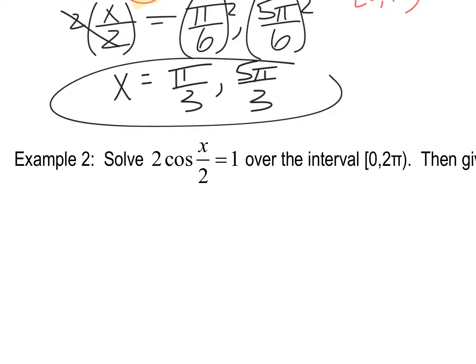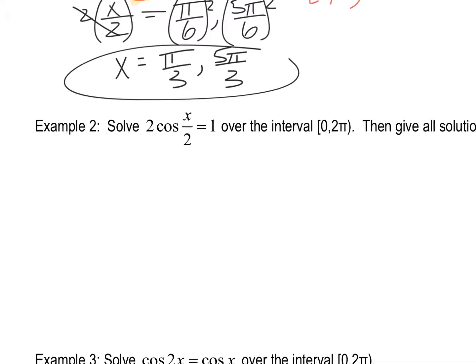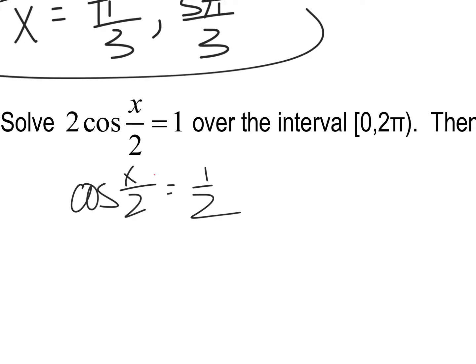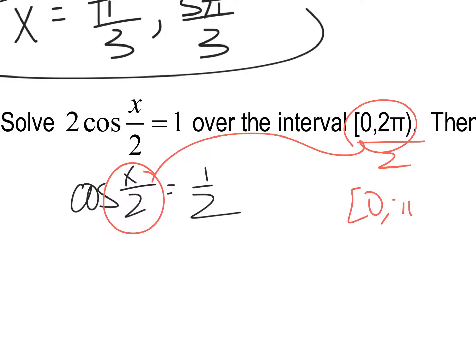Let's try another one. This one is very similar, except it's cosine instead of sine. What I'm going to do first is divide everything by 2, so that's going to give me cosine x over 2 equals 1/2. And again, I'm on x over 2 here, so what I have to do is cut this interval in half. So again, I'm on 0 to pi. On 0 to pi, where is the cosine 1/2? The cosine is positive in quadrants 1 and 4, but quadrant 4 is not in this interval. So I'm only going to give the quadrant 1 answer here.